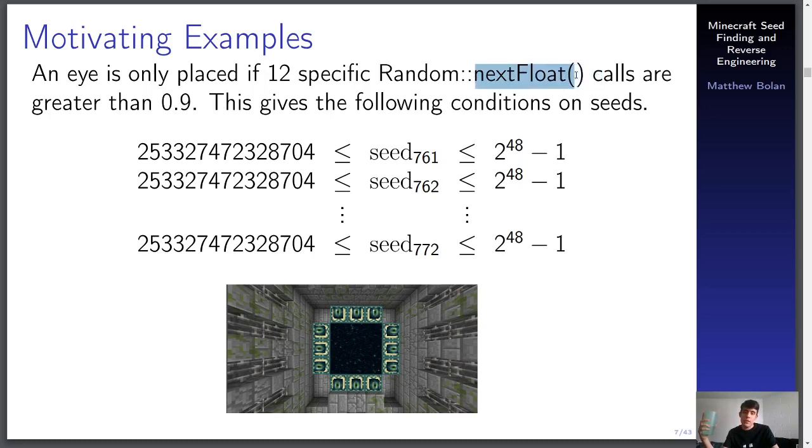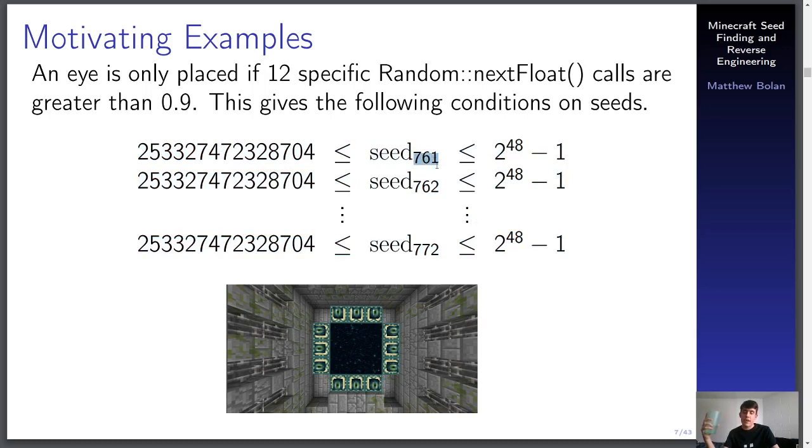But nextFloat is greater than 0.9 if and only if the seed at the index we care about is between this awful number. This number is roughly 9/10 times 2 to the 48, if you're wondering where that comes from. Roughly, there's, again, some weirdness. And it's also between, we can't have 2 to the 48 as a seed, but this is basically just a condition that the seed is valid, that it's less than or equal to 2 to the 48 minus 1. And so if these 12 inequalities hold, then we will have these 12 eyes all filled.